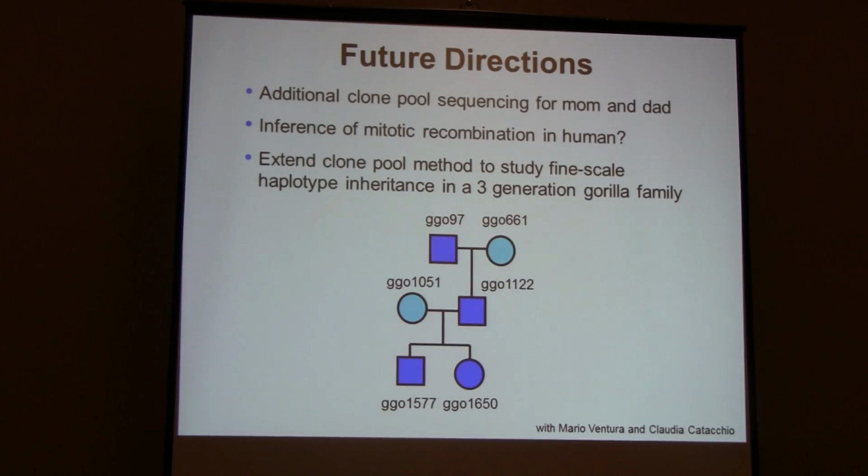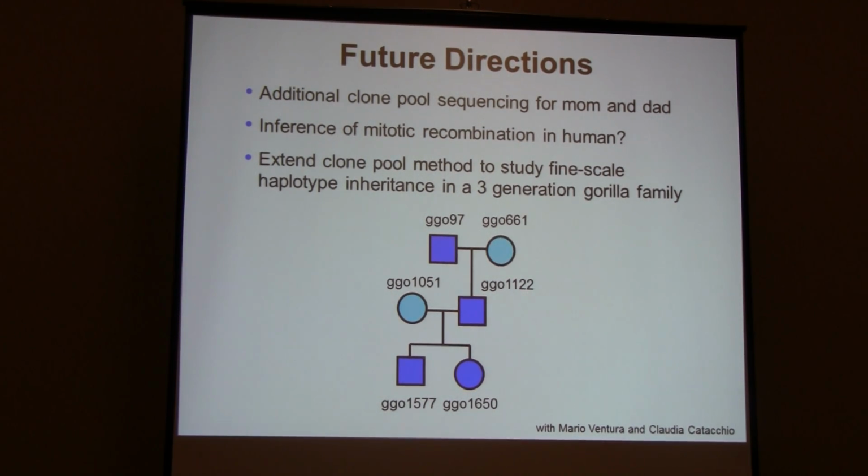And so as I've said several times now, we are performing some additional clone pool sequencing for the two parents, which might help increase clone coverage, allowing us to identify more noise probably in this data set. But we are still holding out for the possibility of using this data to examine the distribution of mitotic recombination in humans.